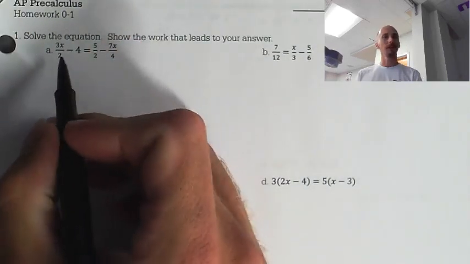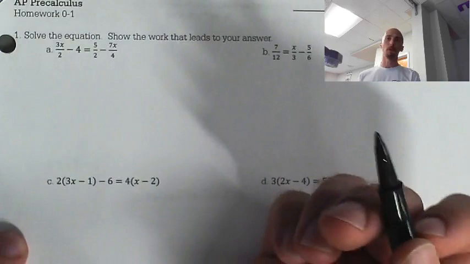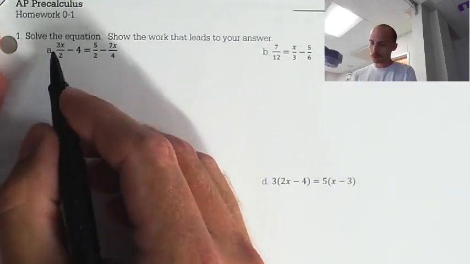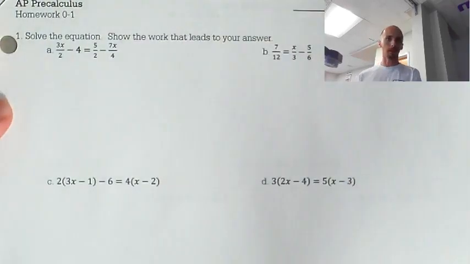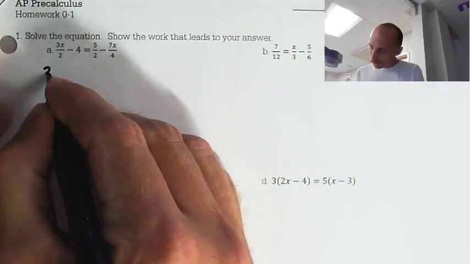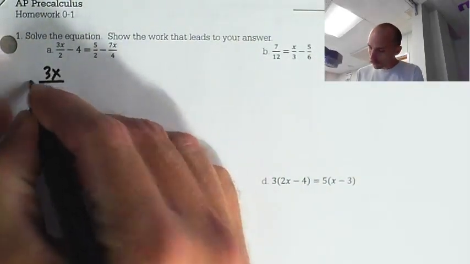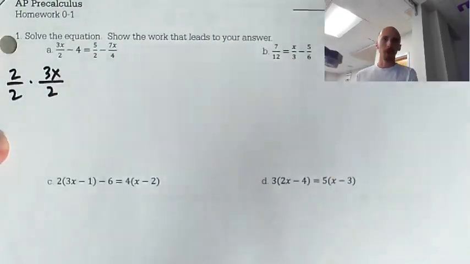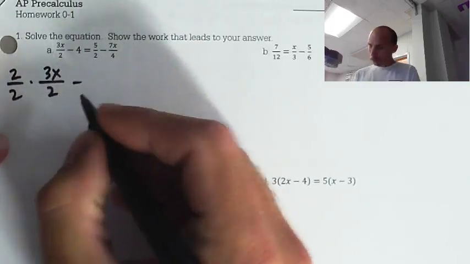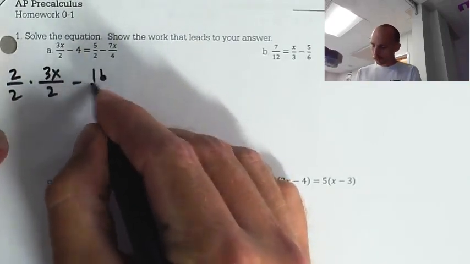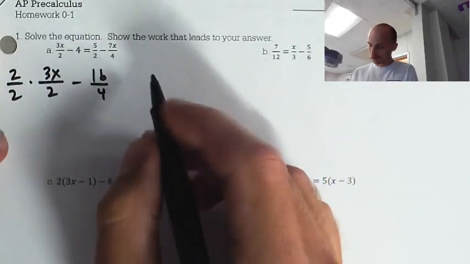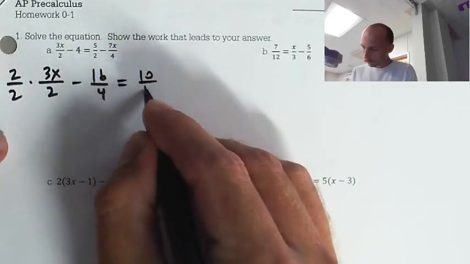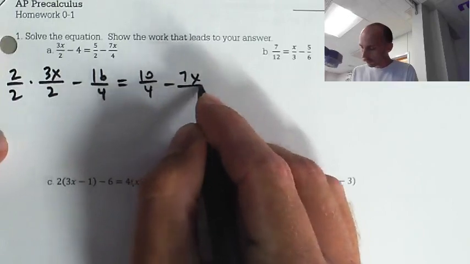So with A, I'm seeing a denominator of 2 and a denominator of 4. I think probably the easiest way to go would just be turn everything into a denominator of 4. So I'm going to need to take each of these objects and multiply it by the right form of 1. So I've got 3x over 2, and I need to have a denominator of 4, so I'm going to multiply by 1, 2 over 2, that's 1. Minus 4, well, that's going to be 16 over 4. I don't think we really need to multiply both sides. We can just think of 4 as 16 over 4 equals 5 halves. That's 10 fourths minus 7x divided by 4.